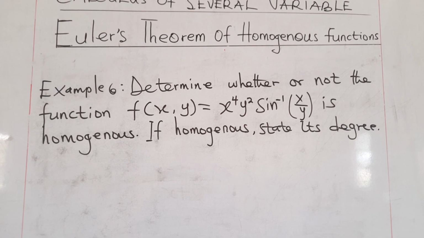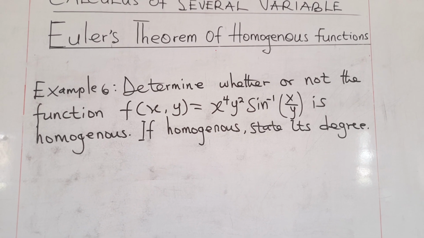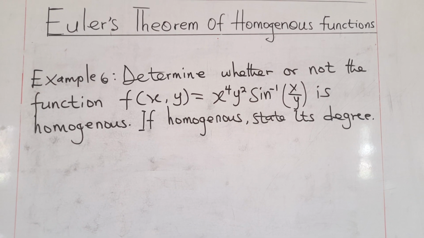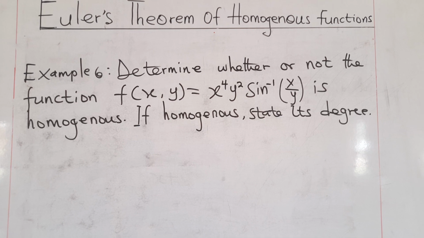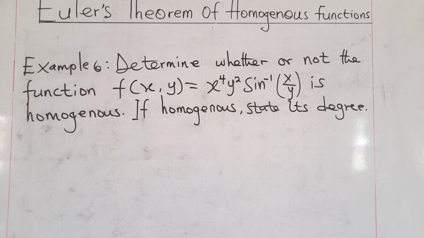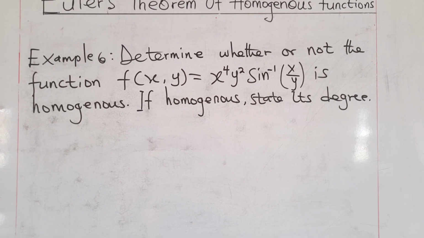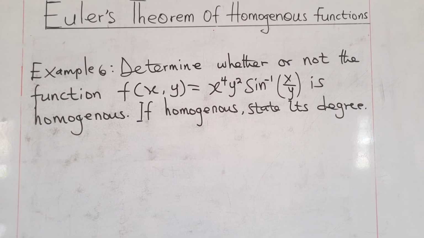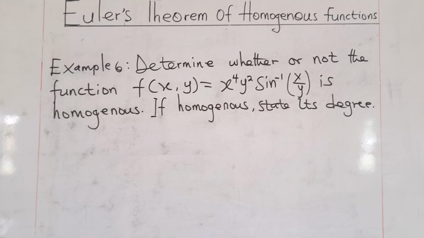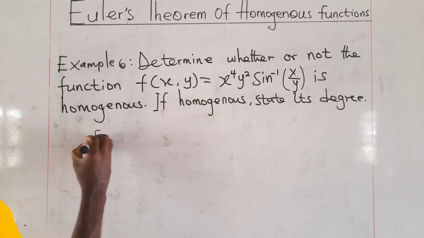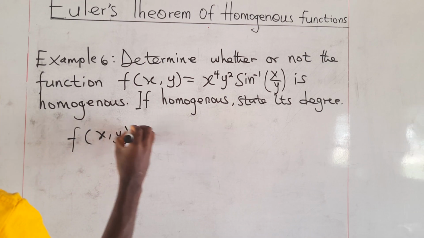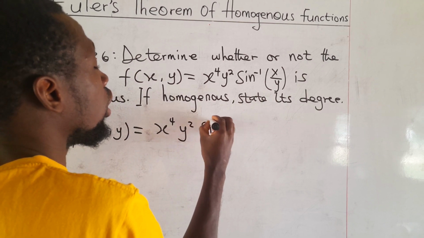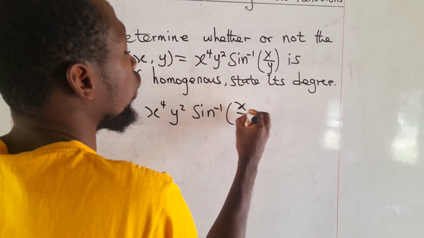Like, share, and comment. Determine whether or not the function f, which is dependent on two variables x and y, is equal to x exponent 4 y squared sine inverse of x over y, is homogeneous. If homogeneous, state its degree. So how do we do this? So what's the function? The function is equal to x exponent 4 y squared sine inverse of x over y.